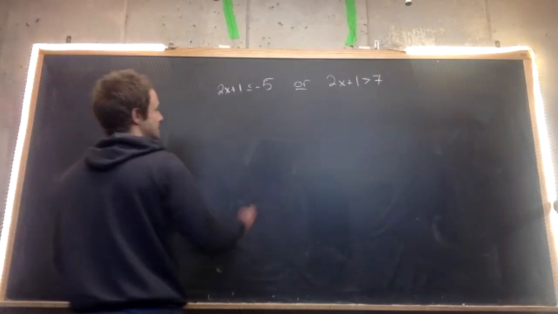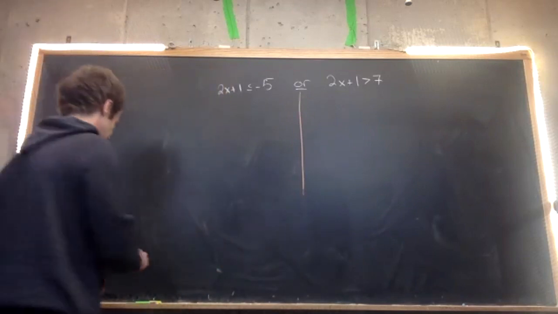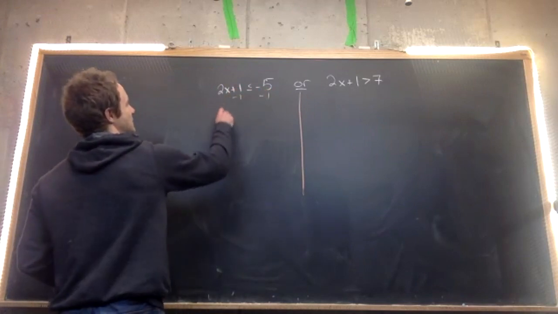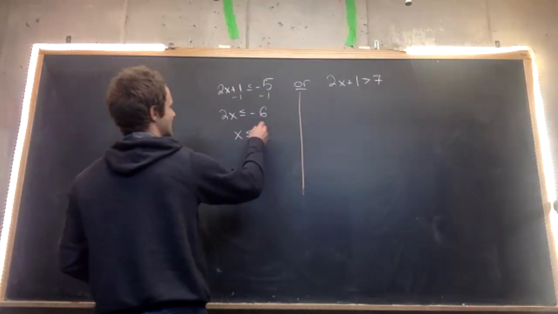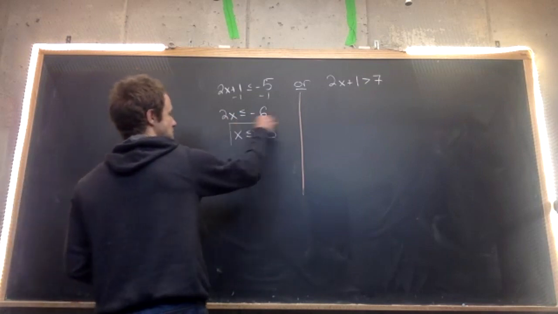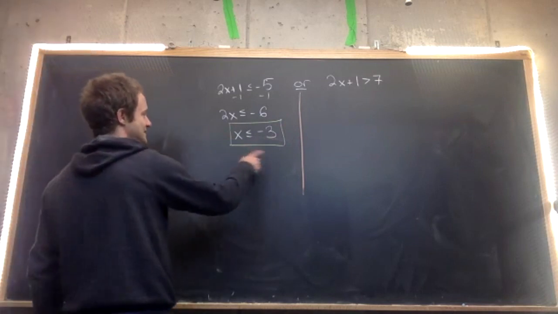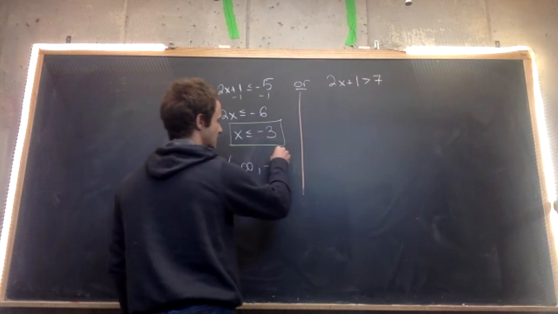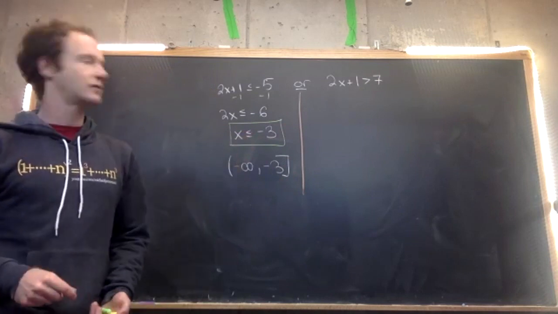So we'll work each one separately. I'll put a line down the middle to notice that right now we're working separately. I'll subtract 1 from both sides here. That gives me 2x must be less than or equal to -6, which means x has to be less than or equal to -3 by dividing by 2. Then we can write this as an interval: -infinity up to -3. We include -3 because we've got a less than or equal to.